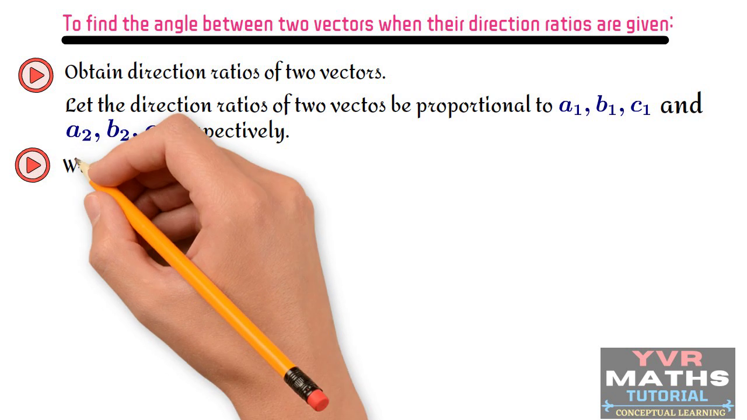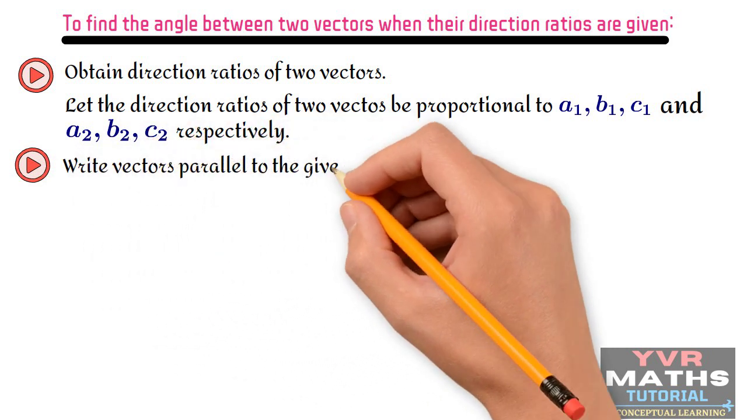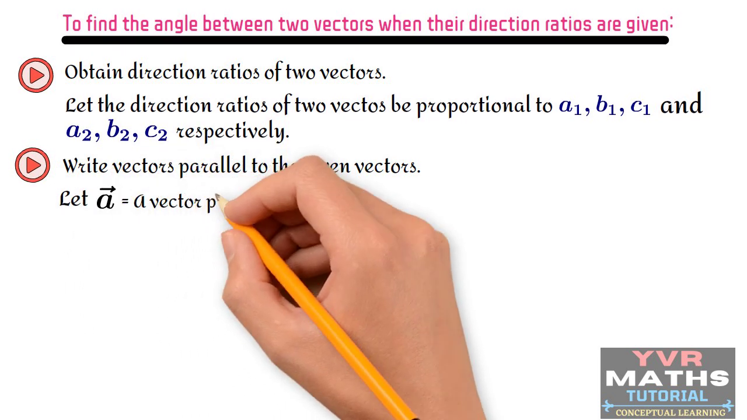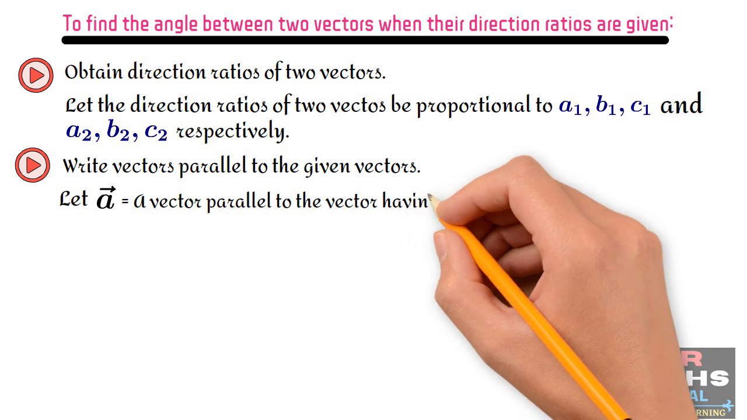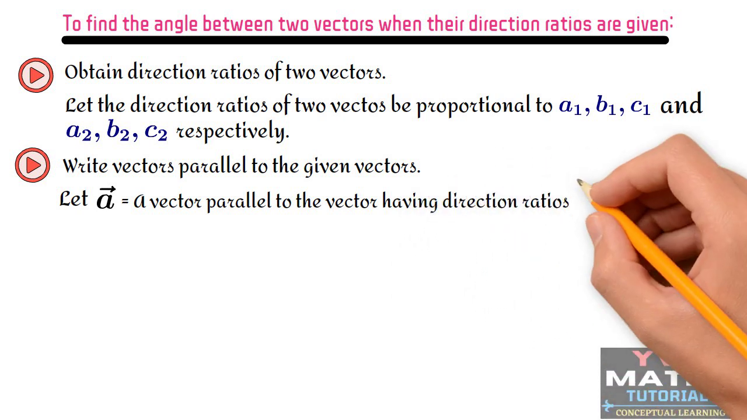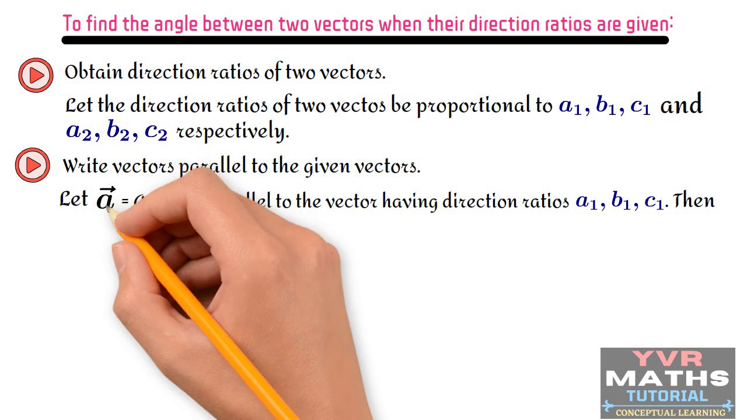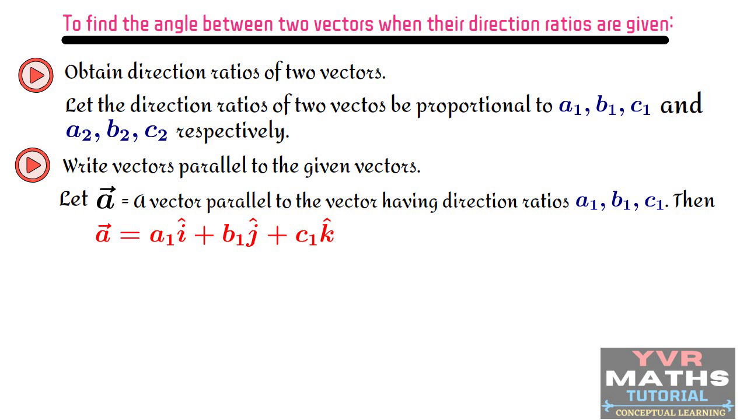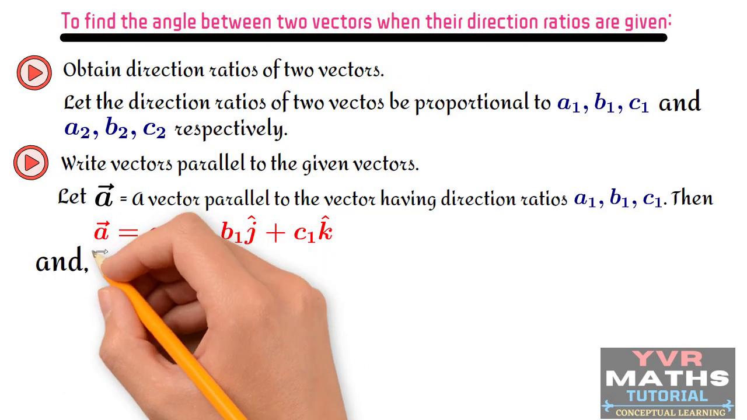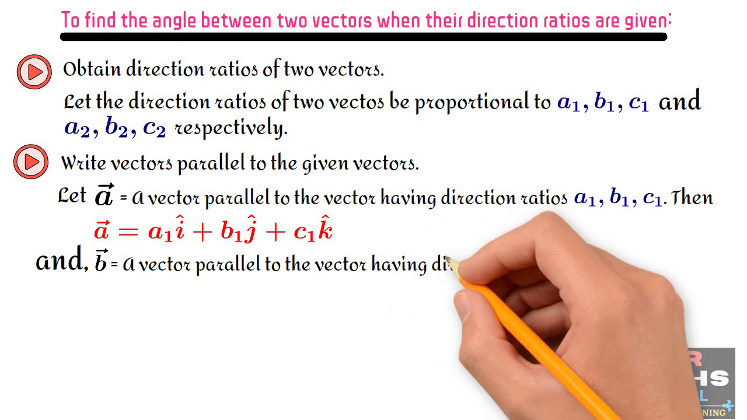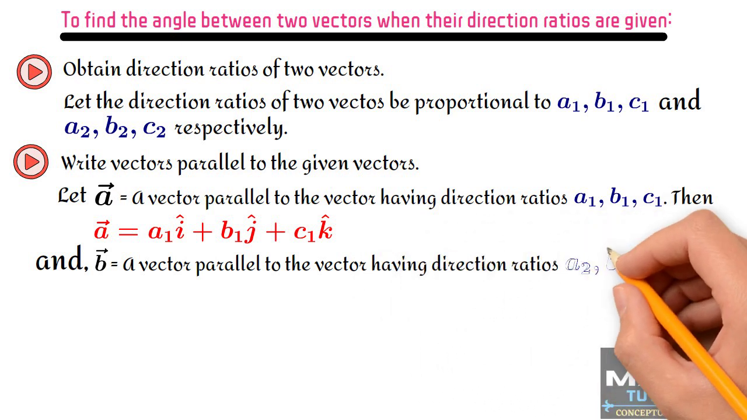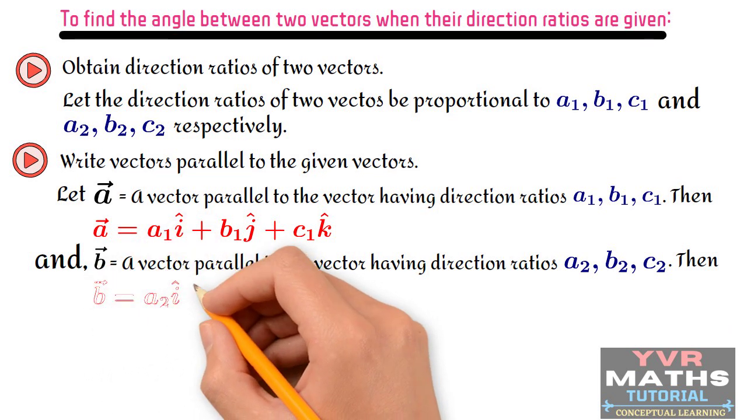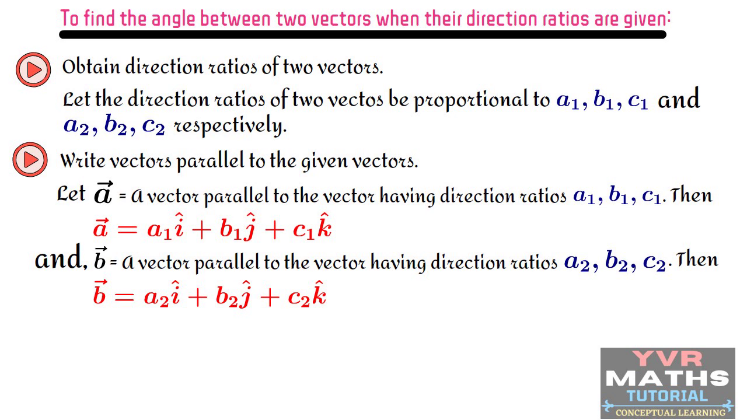Next, what you have to do? Write vectors parallel to the given vectors. First vector: let a bar be a vector parallel to the vector having direction ratios a1 b1 c1. Then a bar is equal to a1 i cap plus b1 j cap plus c1 k cap. Now you can write the second vector. b bar is a vector parallel to the vector having direction ratios a2 b2 c2. Then b bar is equal to a2 i cap plus b2 j cap plus c2 k cap.